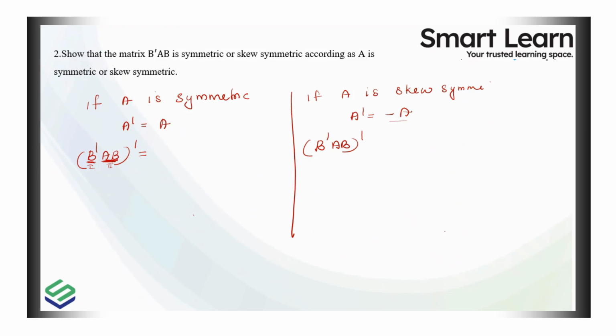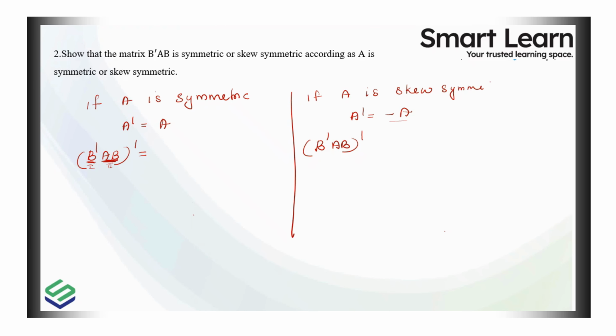Okay. Then next, the textbook, all the exercises we have completed. Then this is the miscellaneous question. Miscellaneous is very important, children. So here what they have given: show that matrix B dash AB is symmetric or skew symmetric according as A is symmetric or skew symmetric.